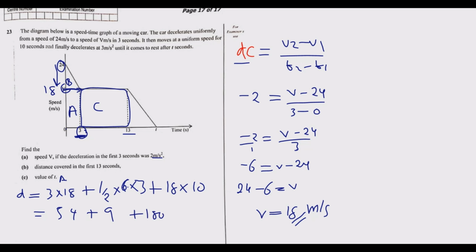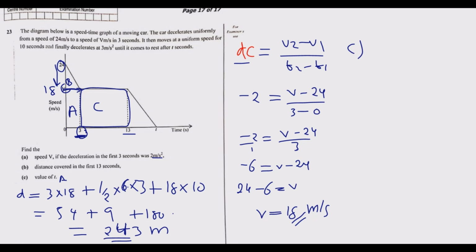Then when we add this, we are going to get 243 meters. 243 meters as our total distance. That's it for B. Let us look at C.